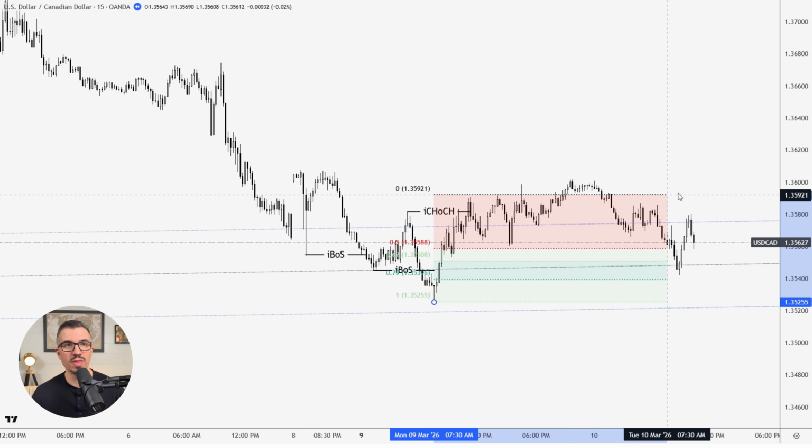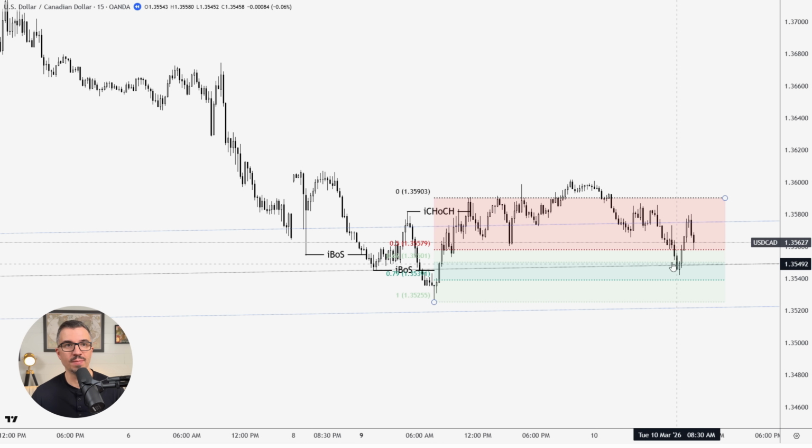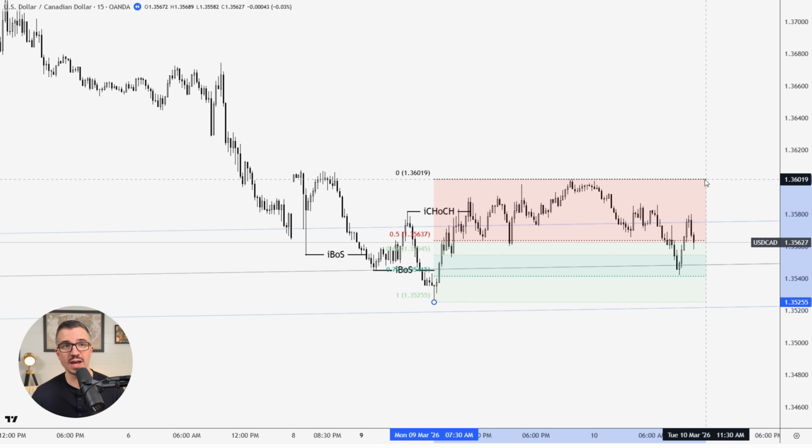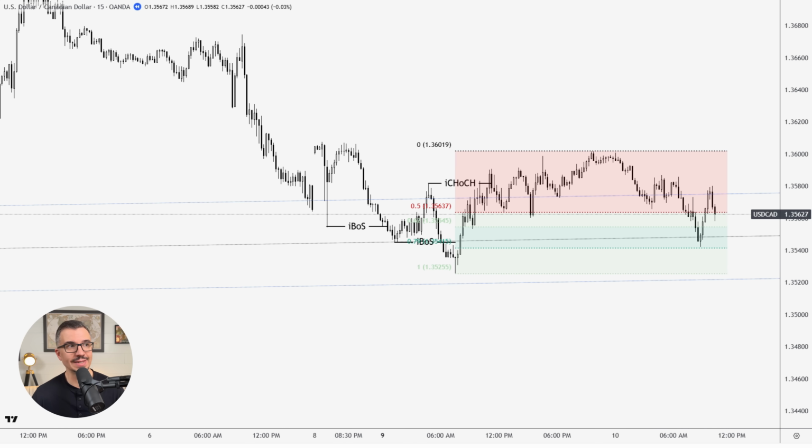Okay, so this right here, you can see that off of this high, this was OTE. Even if you draw it from this high up here, it doesn't matter. OTE is still going to be right here in this area, okay, which we had mitigated right here. So perfect mitigation of this imbalance back here.